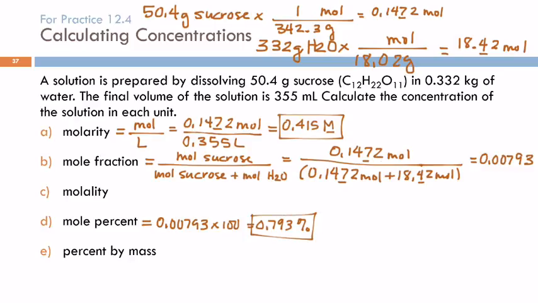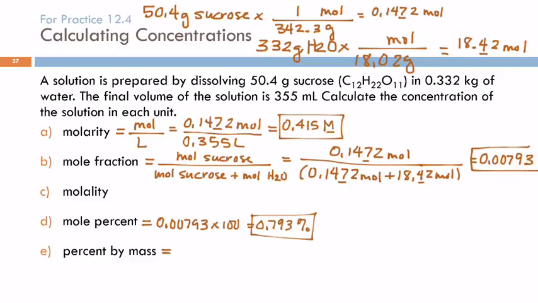So you look at that and you say, oh, well, that's not so bad. The mole fraction's only 0.79%. Big deal. But look at the difference in the mass of 1 mole, 342 grams versus 18 grams. Okay, what about, let's do percent by mass.